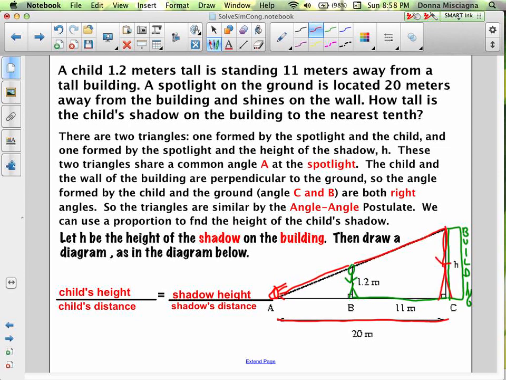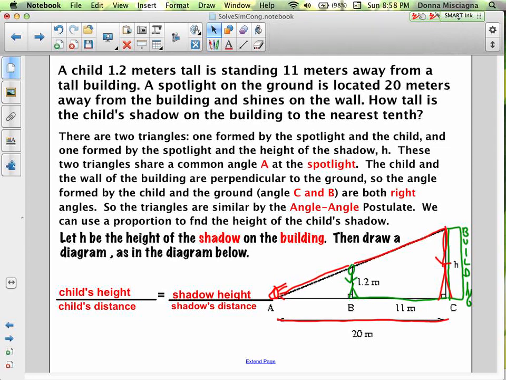The shadow is going to be taller than the child, because the shadow is further away from that light source, so it's getting larger. So we want to find the height of the shadow. Make sure when you're solving this problem, you are comparing two similar triangles.